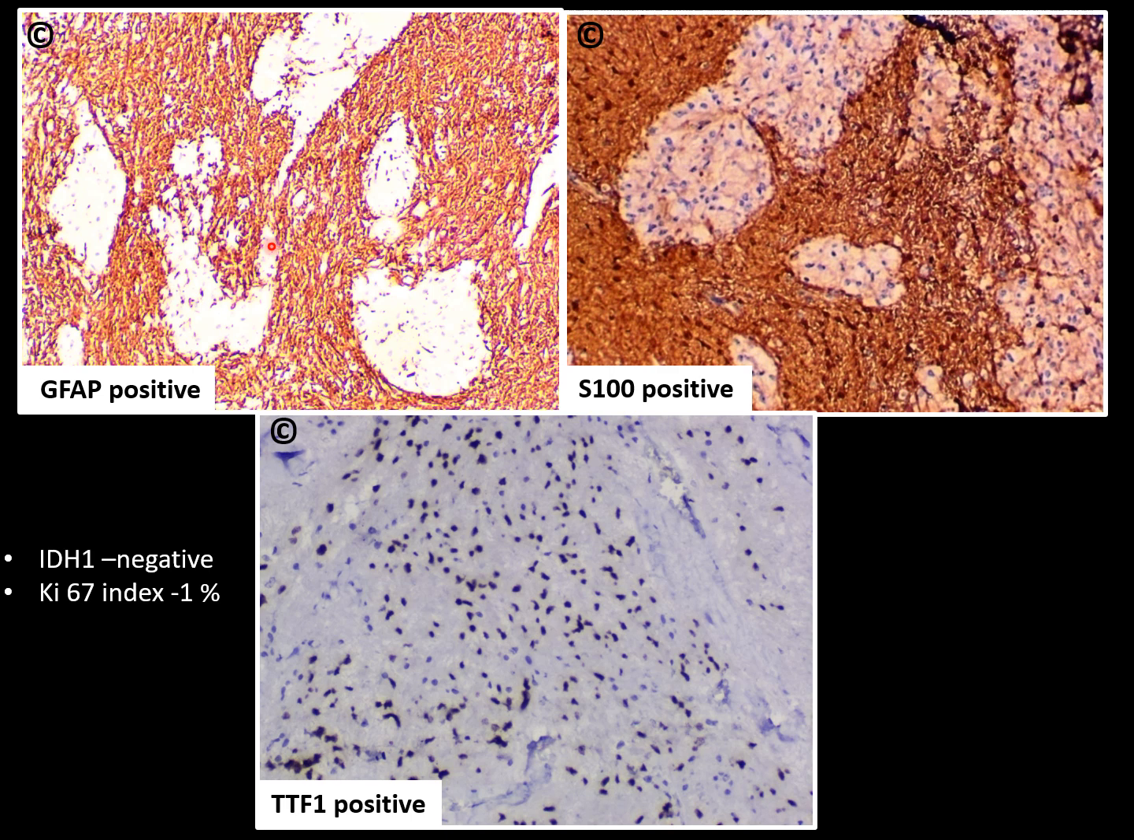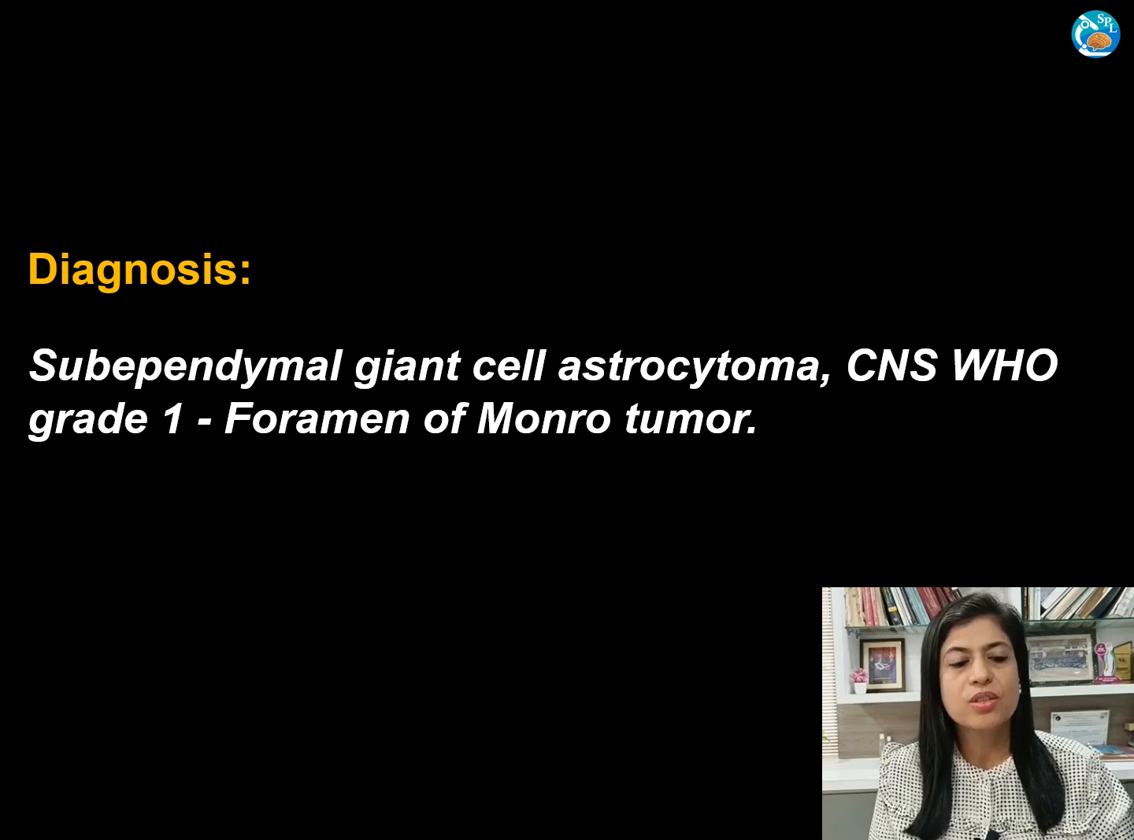So we went ahead with immunohistochemistry. GFAP was expressed, S100 was expressed uniformly, IDH1 was negative, TTF1 positive, nuclear positivity was noted, and the Ki67 proliferation index was low. So we rendered a diagnosis of subependymal giant cell astrocytoma, CNS WHO grade 1.